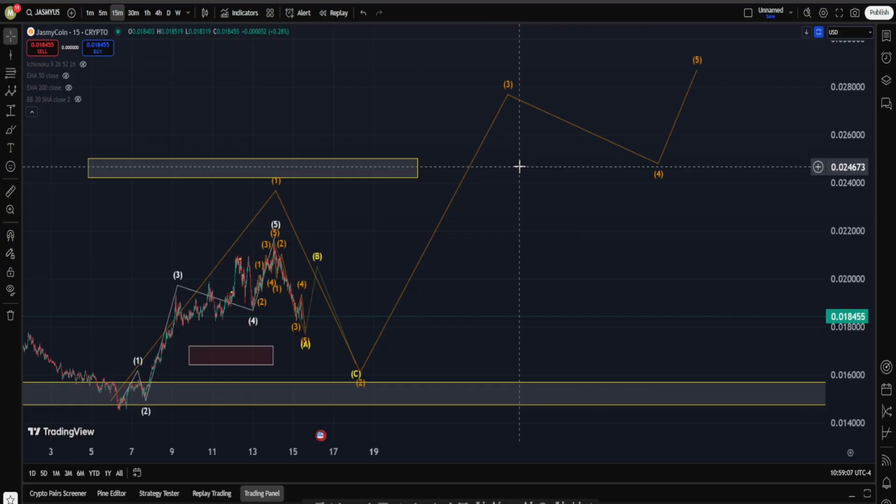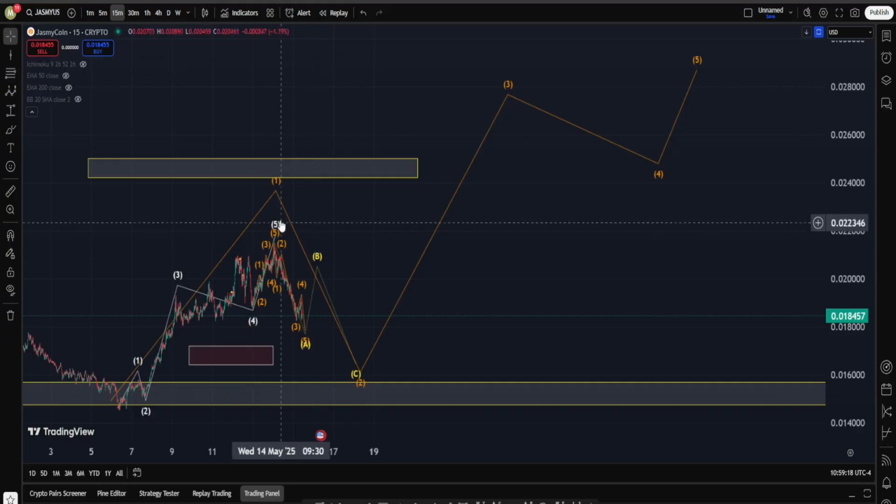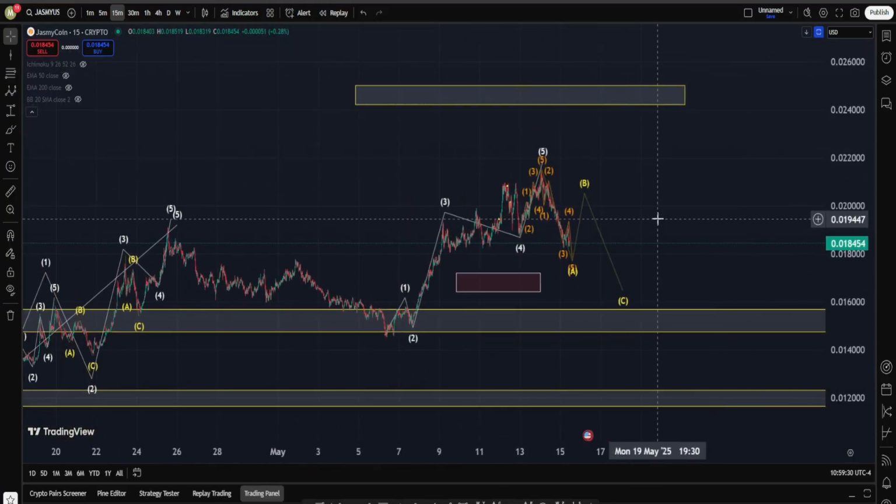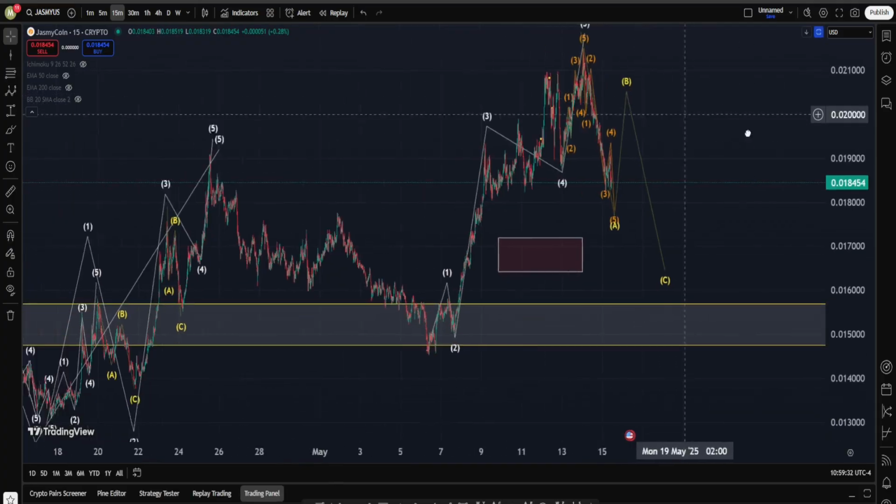And what is one very important characteristic of a wave 3? Usually being a very strong and sharp move on the upside. That's why if this is happening, the next move is going to be beautiful and magnificent. Now, question, can we have another possibility?